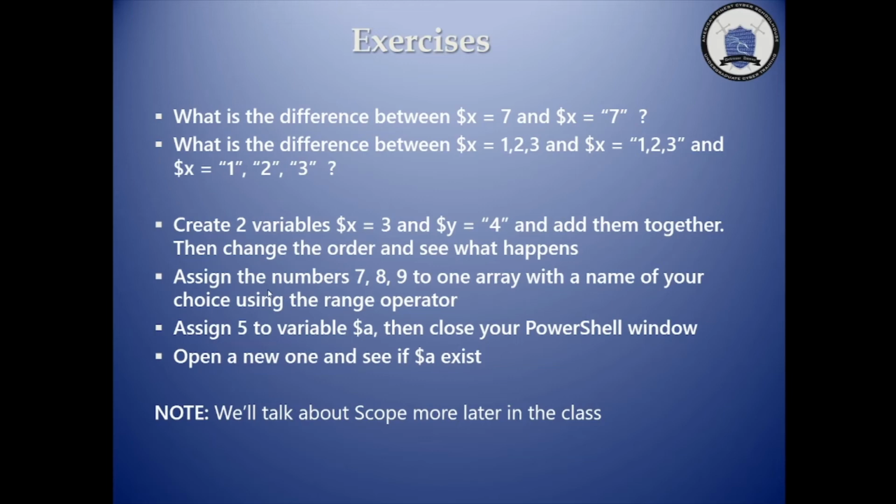Now we have, assign the numbers 7, 8, 9 to an array with a name of your choice using the range operator. So this one would be very easy. You would just put $, whatever you want to name the array, so $array equals 7..9. Then we have, assign 5 to variable $a, then close your PowerShell window, open a new one and see if $a exists. If you do this, it would be deleted. It would no longer exist once you reopen it.